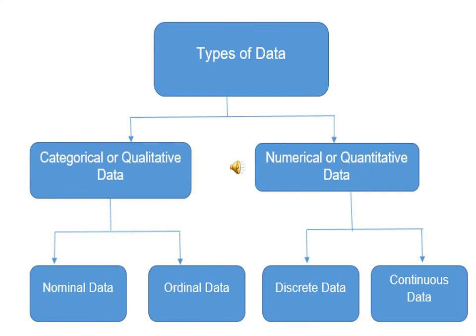There are different types of data. It is divided into two basic types. One is qualitative or categorical data, while the other is numerical or continuous or quantitative data. Qualitative data can be further subdivided into nominal and ordinal data, while quantitative data can be further subdivided into continuous and discrete data. Continuous data is further subdivided into ratio and interval.